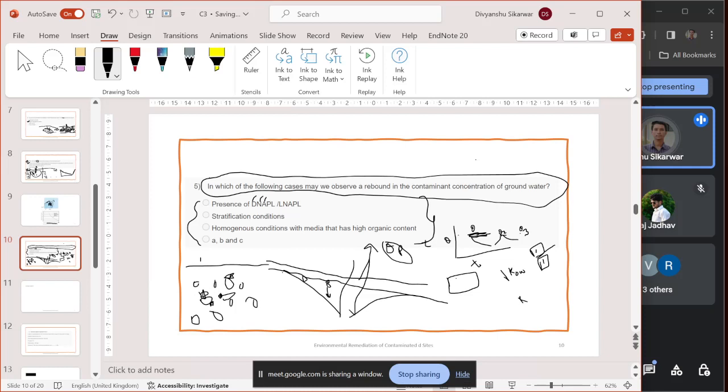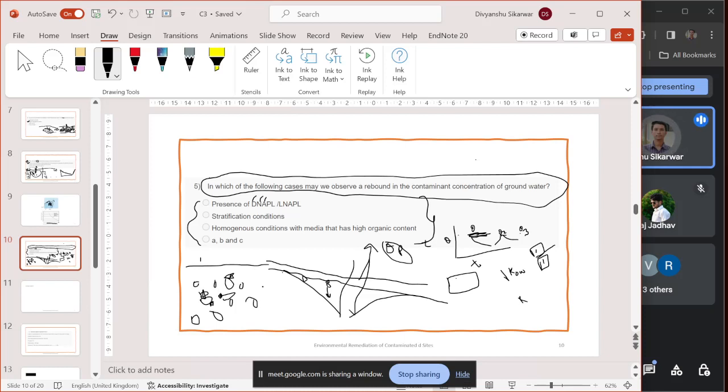So at time zero, when we have just started the pumping, this contaminant's solubility is very low. If a certain compound has very low solubility, it will get absorbed on the soil particle because of its nature. You might have heard of hydrophobic and hydrophilic nature. If it is hydrophobic, it will try to run away from water.